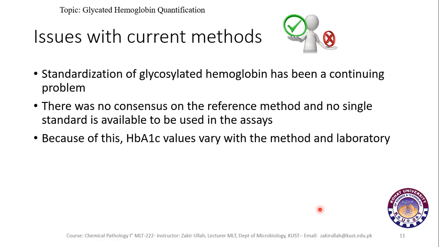Because of this issue, the HbA1c values vary with the method and also vary with the labs. If a person's HbA1c is measured with one method, it will give you one result, and with the other method it will give you another result. So that's why it varies between the labs.